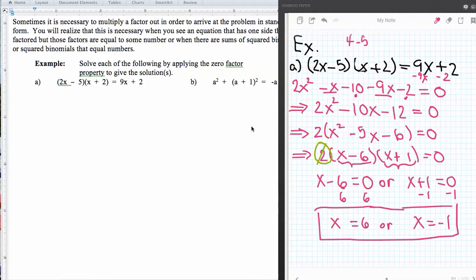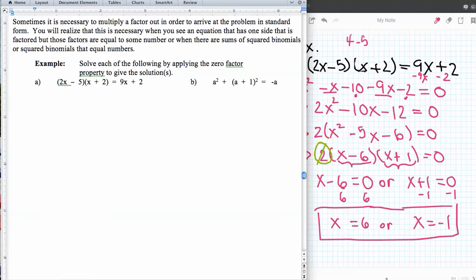Why don't you go ahead and try this next one here and see how you do, and then come back in the next video and see how it went for you. Remember, expand, get it all on one side for setting it equal to 0, factor again, and then set your factors equal to 0. See how it goes.